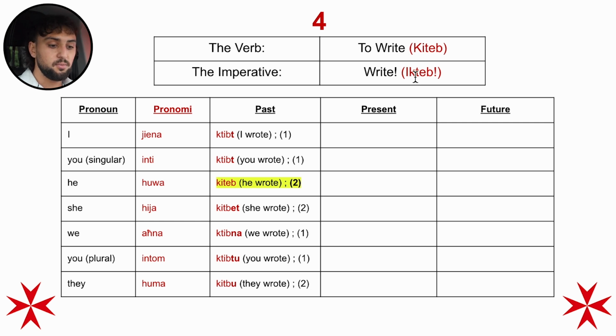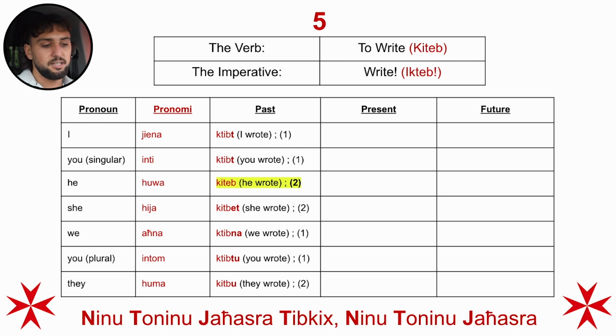And now that we know the imperative, the conjugations for each pronoun are actually very simple, because we use a mnemonic to help us. And that mnemonic is as follows. Ninu toninu ya hasra tipkish. Ninu toninu ya hasra. Which basically translates to Ninu toninu, which is literally just the name of a person. So it's Ninu toninu, you poor thing, don't cry. Ninu toninu, you poor thing.